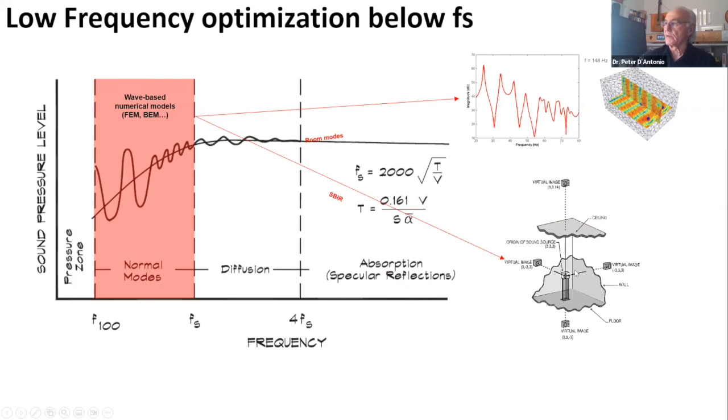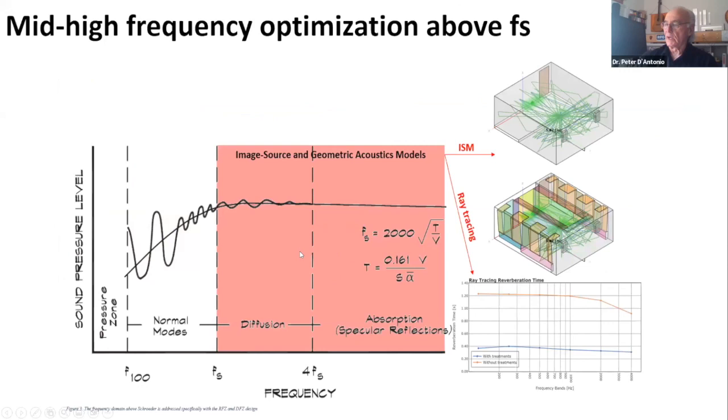Then above the Schroeder frequency is where geometrical acoustics comes into play. This is where we use geometrical acoustics to determine the location of the low order reflections using an image source model, that I showed you with respect to the SBIR. And then we use ray tracing to determine the impulse response that enables us to determine the reverberation time.